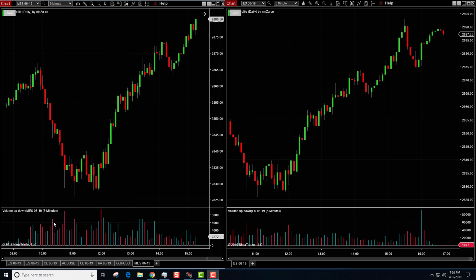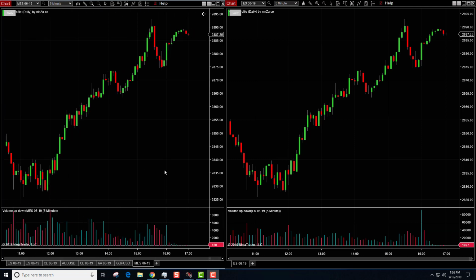But there's plenty of liquidity to enter and exit a trade unless you have an enormously large account, in which case you want to trade the normal ES product or even the larger S&P contract.